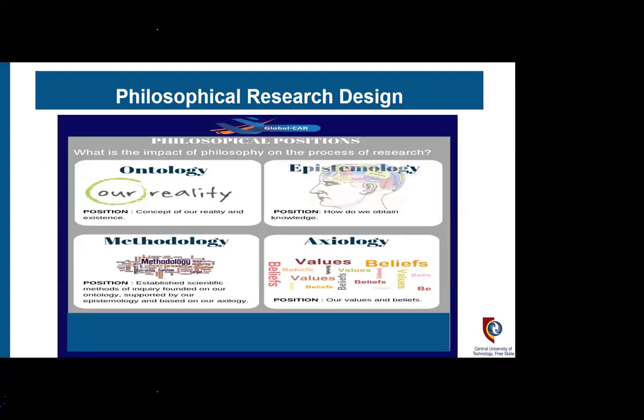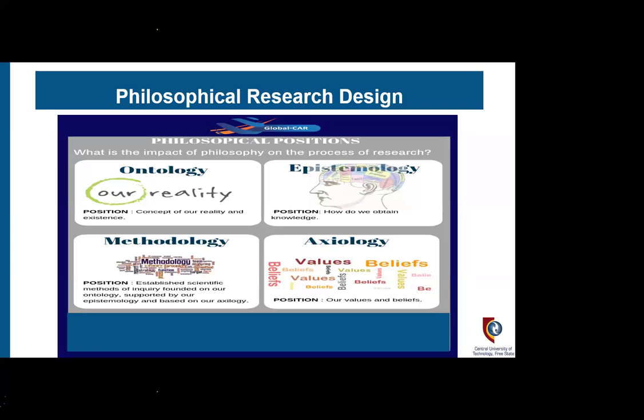I want to draw your attention to this one, which I highlighted earlier, which is the philosophical research design, which cuts across from the first chapter up to the last chapter. When you choose the philosophy, either you choose it from the theoretical position, or you choose it from the conceptual position. And then how does this help us?